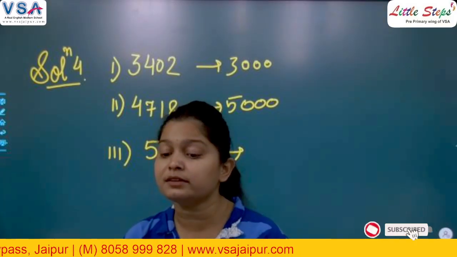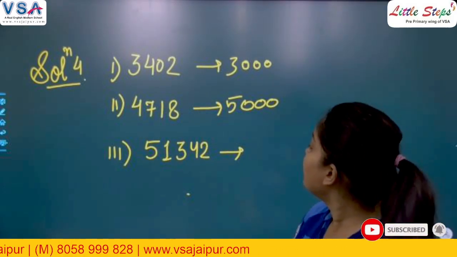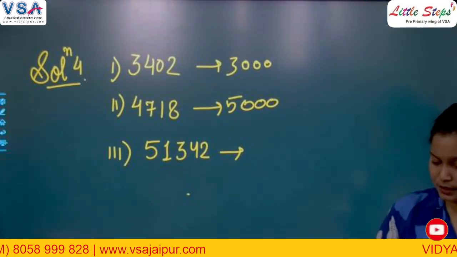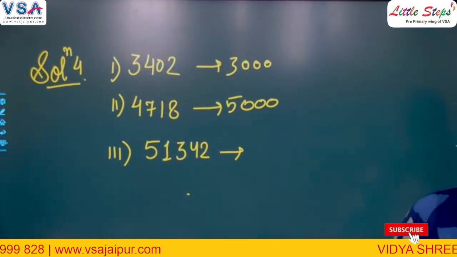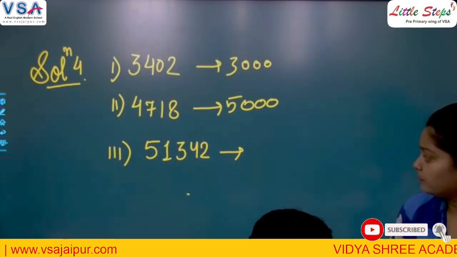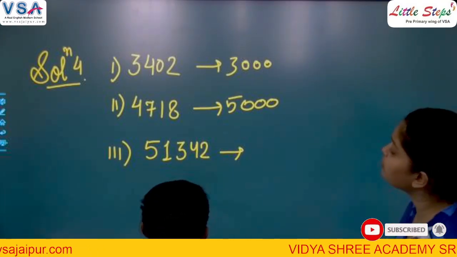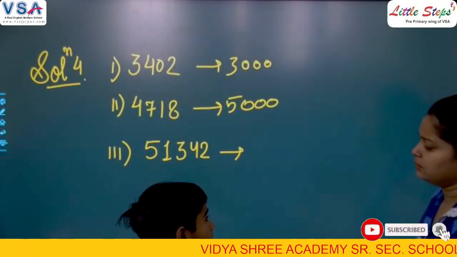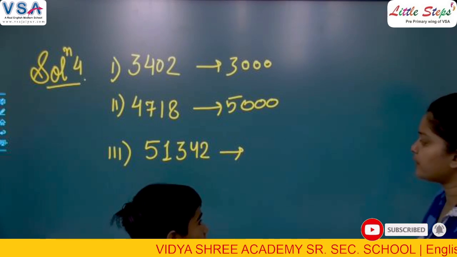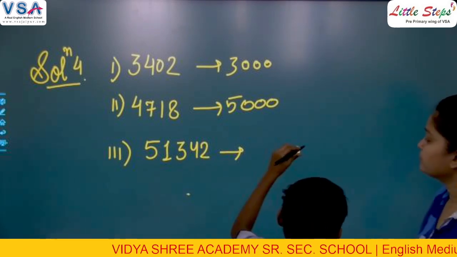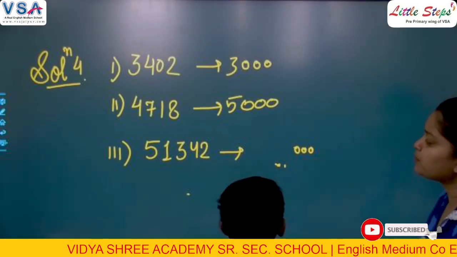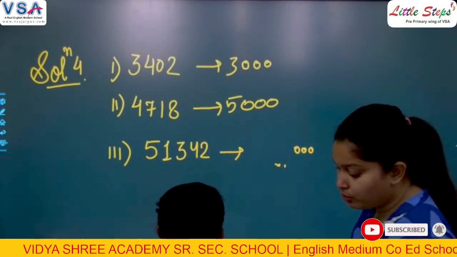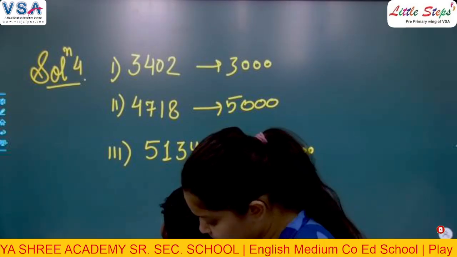The last one. Arvan, come. Tell me the last part's answer. Yes, come. Round off to 1000. 51,342. How many zeros are there? No. How many zeros are there? 3, of course. Write down 3 zeros. Yes, on which place do you have to round off? Find out.